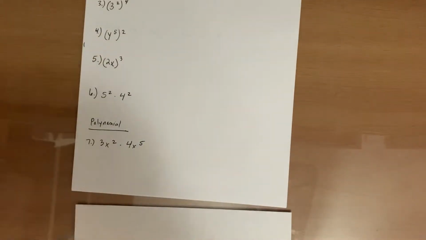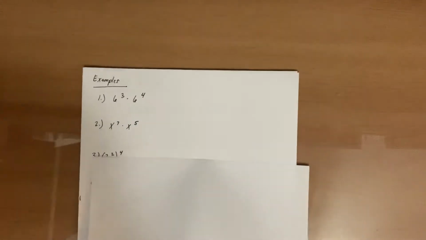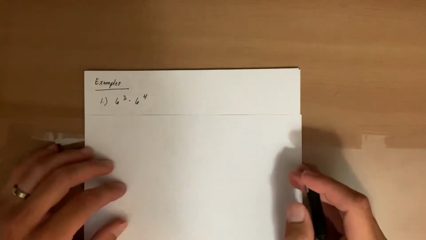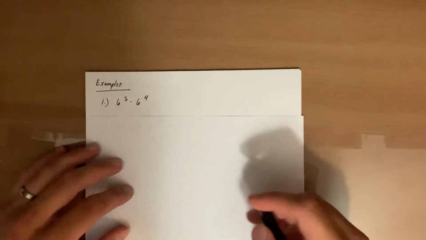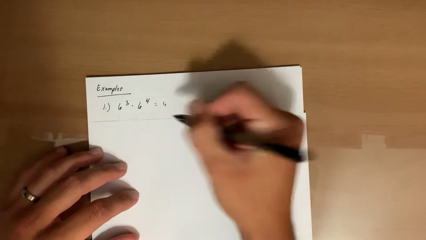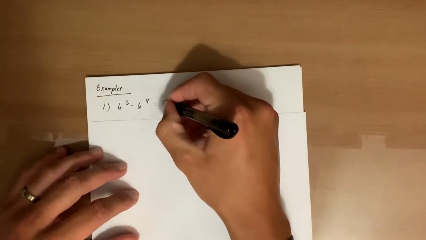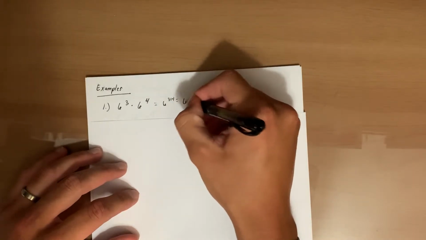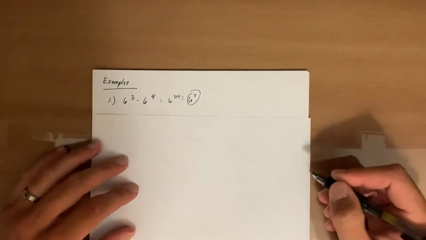Okay, so let's look at some examples here. Our first example, we have 6 to the 3rd times 6 to the 4th. Pretty straightforward example. This would be an example of MADS. So this is going to be equal to 6, and then I'm going to add these together. 3 plus 4, so this is equal to 6 to the 7th power.